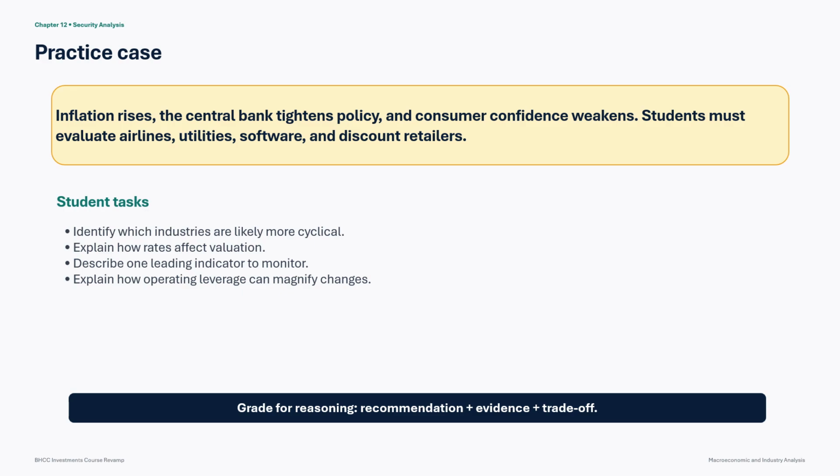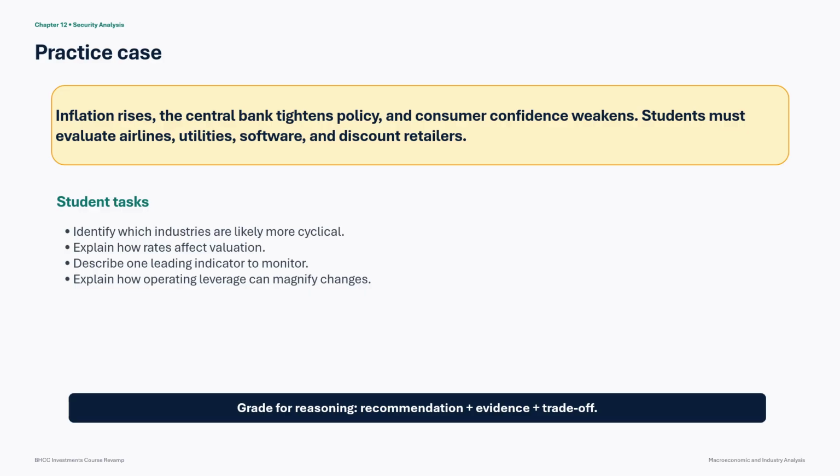Discount retailers may benefit when households trade down from premium stores. That can make the industry relatively defensive in a slowdown. However, margins can still be pressured by wages, freight, shrink, inventory mistakes, and aggressive competition. A discount retailer with strong purchasing power and inventory control may gain share. One with weak logistics may discover that low prices and low margins are uncomfortably close relatives.